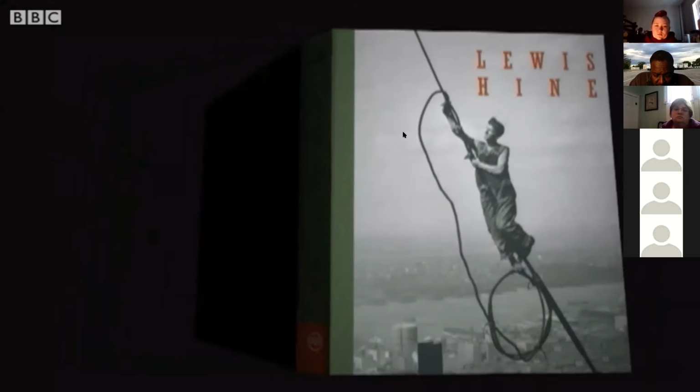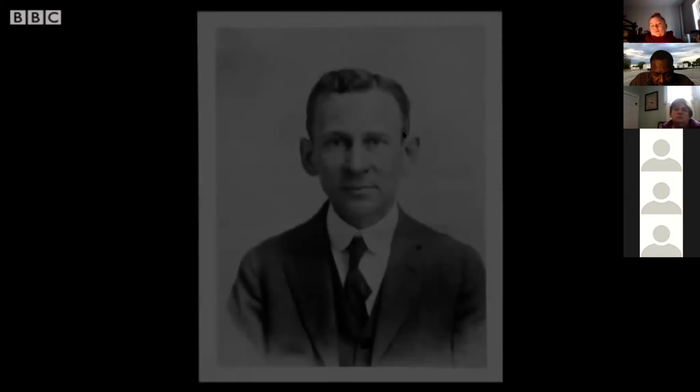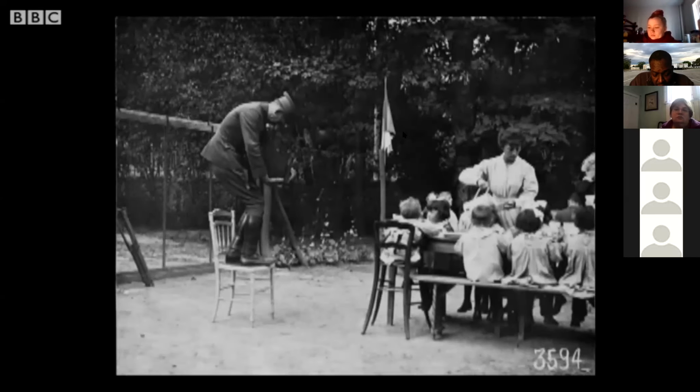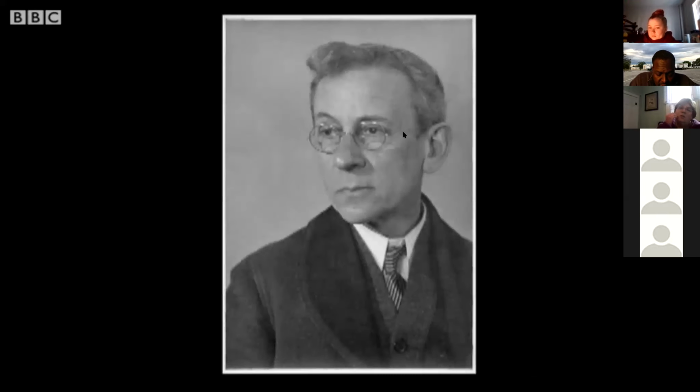This book is an effort to reconsider Lewis Hine, who is well known in the United States, but not so well known outside of this country. He is called the father of the documentary movement, although his work begins long before documentary is defined as a medium. He saw himself as someone who was contributing to social change.